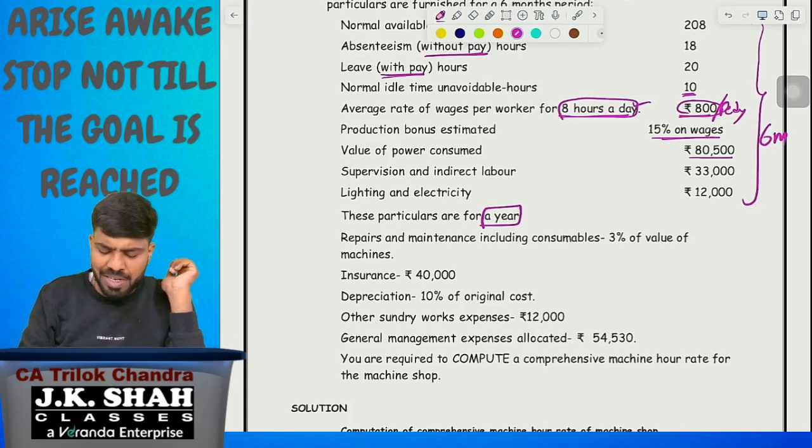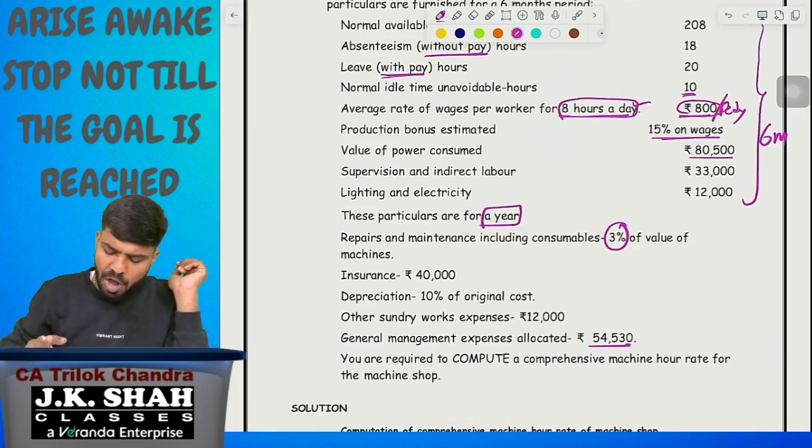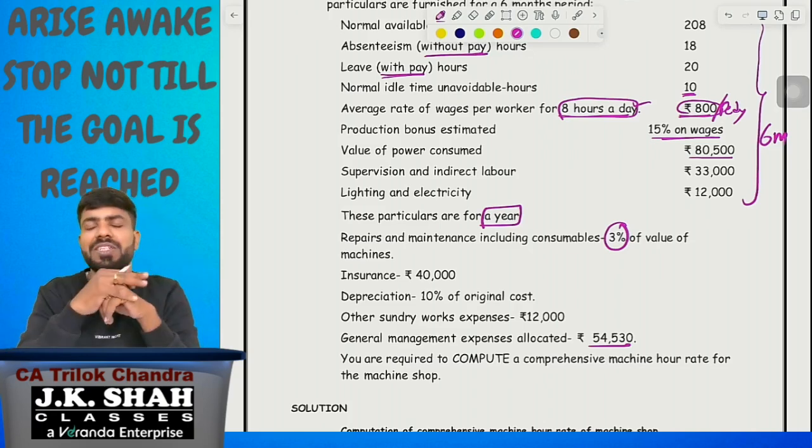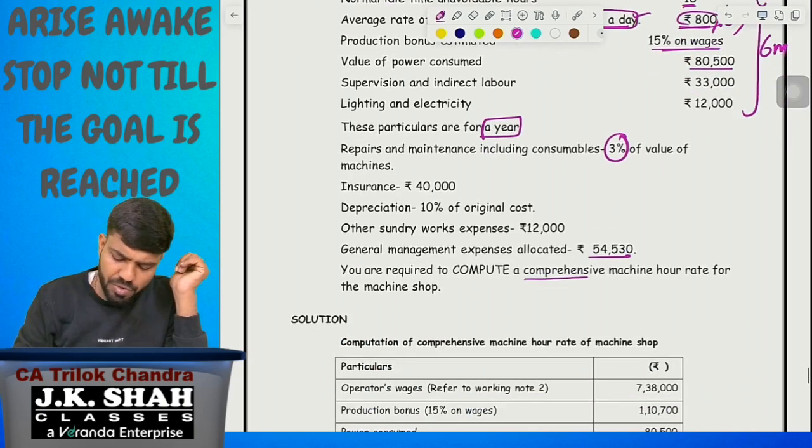Repairs and maintenance including consumables 3% of value of machines. Insurance 40,000 per annum. Depreciation 10% of original cost. Other sundry work expenses 12,000. General management expenses allocated 54,530. You are required to compute a comprehensive machinery rate for the machine shop. So they are asking to calculate comprehensive machinery rate.